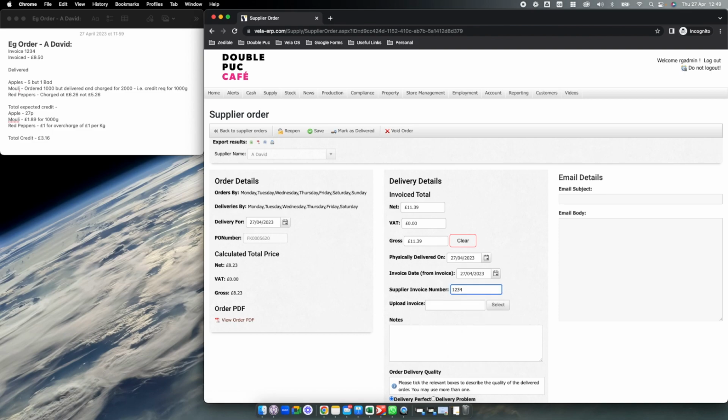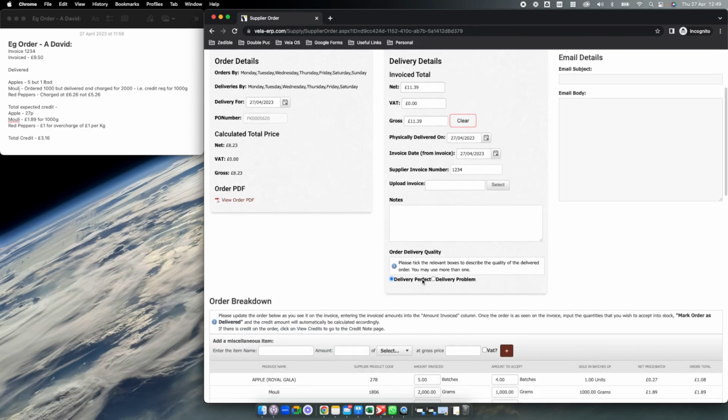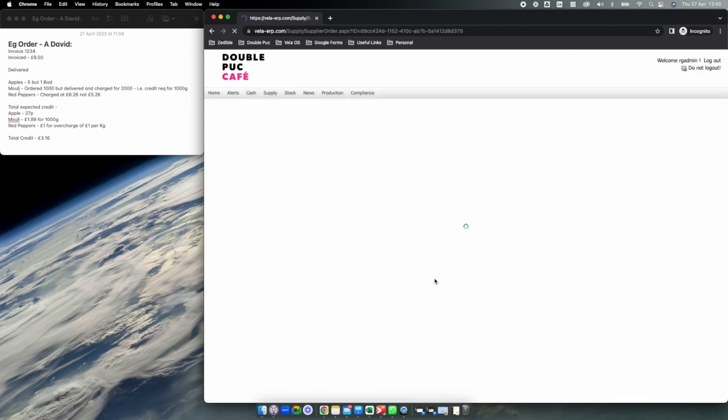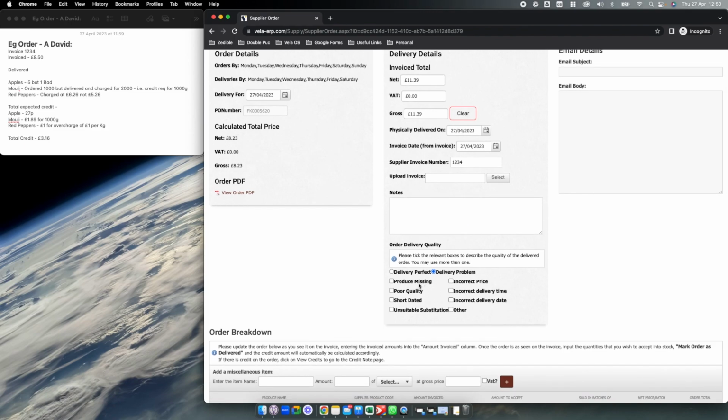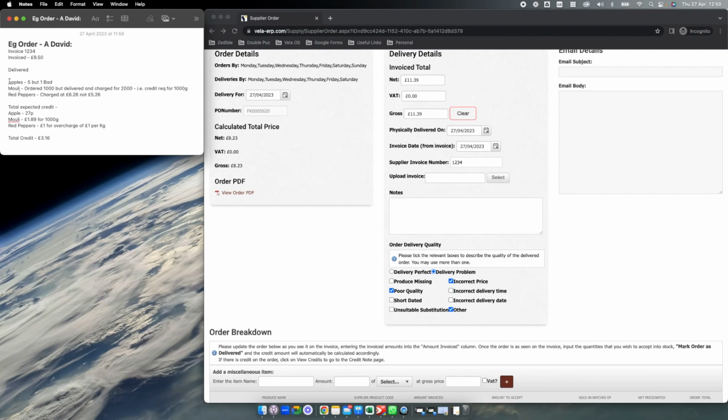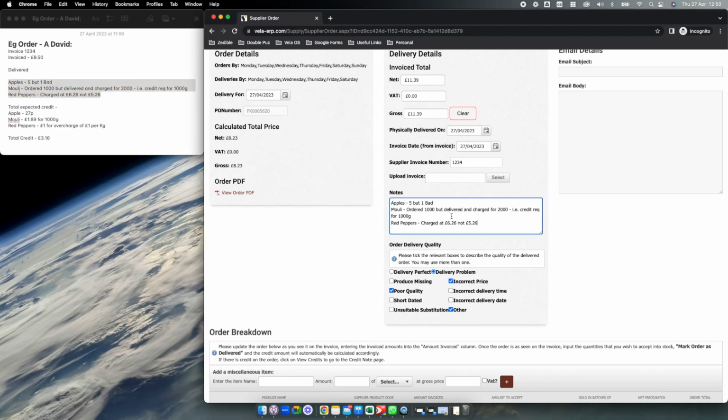invoice number 1234. Now, this is not a perfect delivery, so I'm going to write down that there is a problem with the delivery. What's the problem? There was poor quality in the apple, it's an incorrect price in the red peppers, and other was incorrect quantity. So for the sort of purposes of everyone reading this information to be on the same page, I'm just going to copy this, which basically highlights what the issues and errors are.